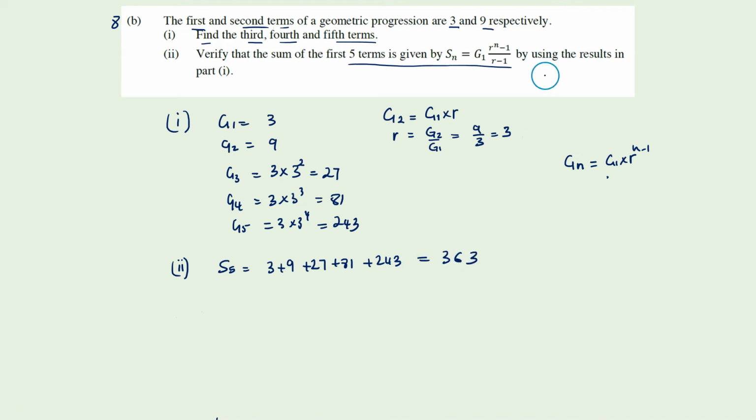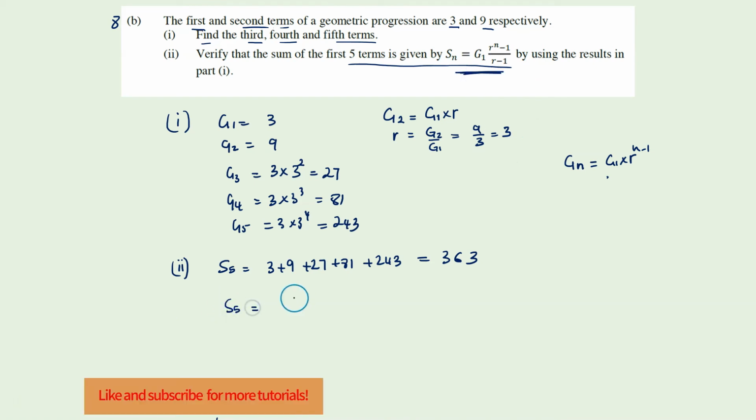Now if we're going to use the formula as given, S5 is going to be equal to G1, which we know is 3, times r, which is 3, to the power n, which is 5, take away 1, everything divided by r take away 1, where r is 3, take away 1. So if you do this, then you will get 3 times, we know 3 to the power 5 is 243, so 243 take away 1 over 3 take away 1, which is 2.